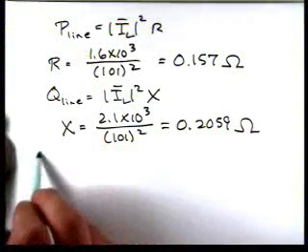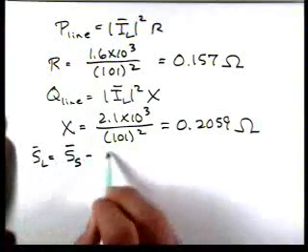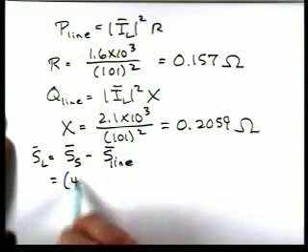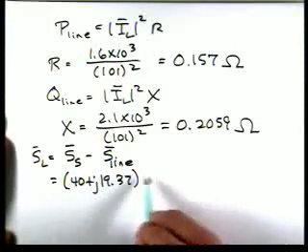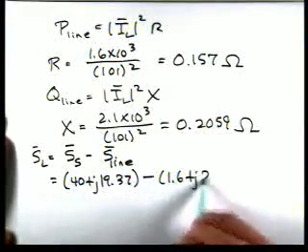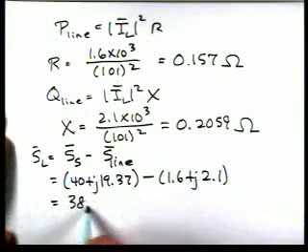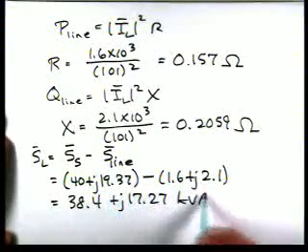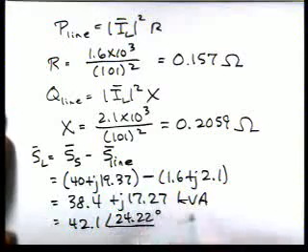The complex power for the load, using Tellegen's theorem, is the source complex power minus the complex power absorbed by the line. So we've got 40 plus j19.37 minus 1.6 plus j2.1, which gives us 38.4 plus j17.27, which is 42.1 at an angle of 24.22 kVA.